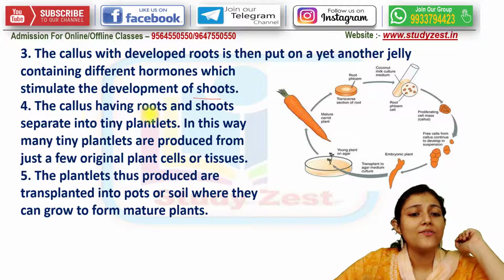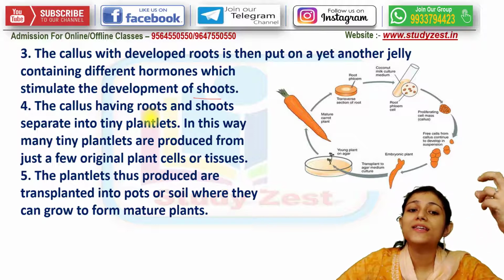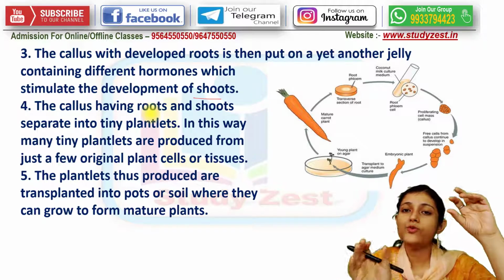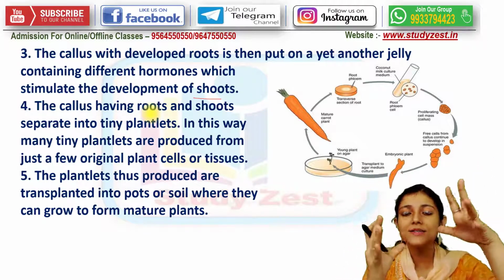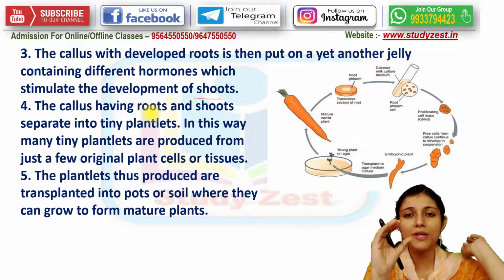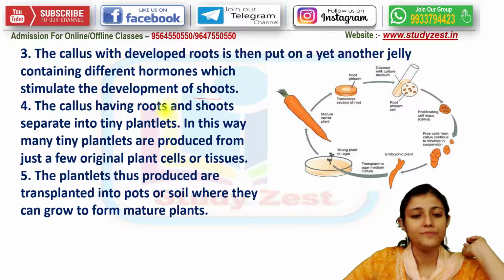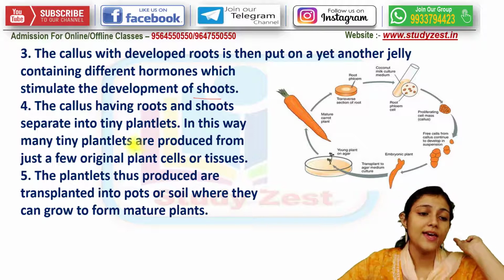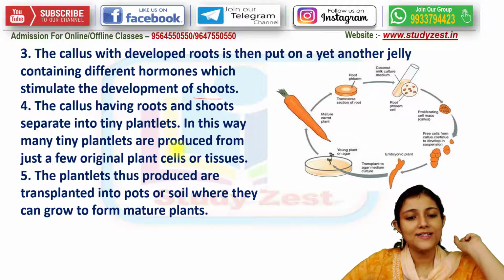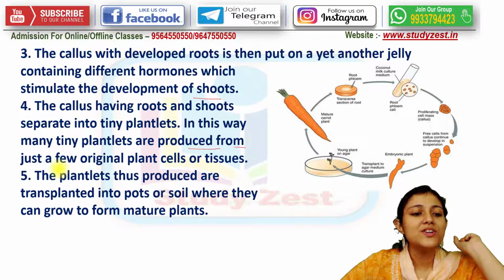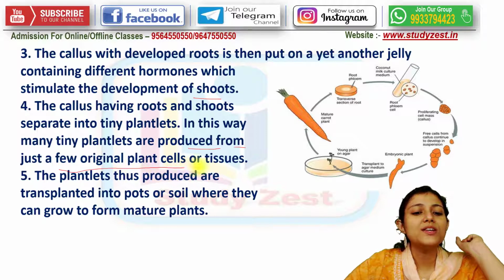The callus having roots and shoots separates into tiny plantlets. Callus क्या होता है, धीरे धीरे रूट और शूट उसमें डेवलप करके अलग अलग रूट अलग शूट, ऐसे नॉर्मल जैसे प्लांटलेट में होता है, सैपलिंग में जैसे होता है वैसे ये डेवलप करता है. And in this way many tiny plantlets are produced from just a few original plant cells and tissue.